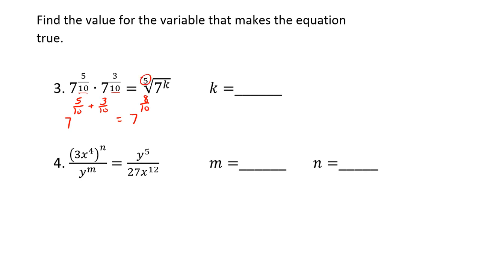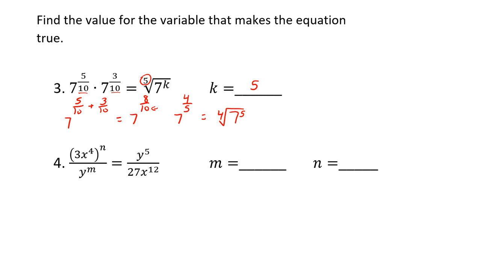Now I notice that the index is 5, but currently my index is 10, and that's because I can reduce this fraction. So I'll have 7, divide top and bottom by 2, so I would have 4 over 5. So as a radical, this would be the fourth root of 7 to the 5th. So therefore k would be 5.